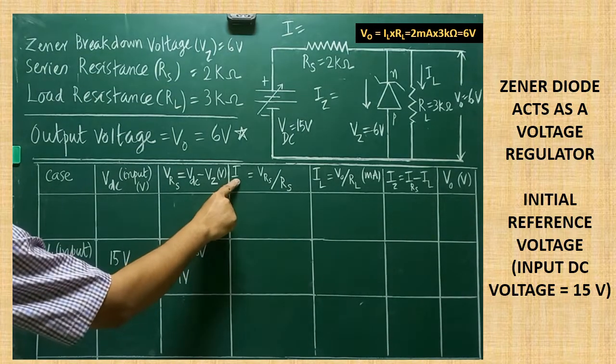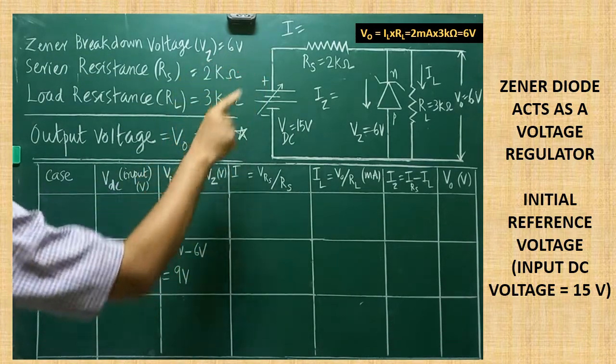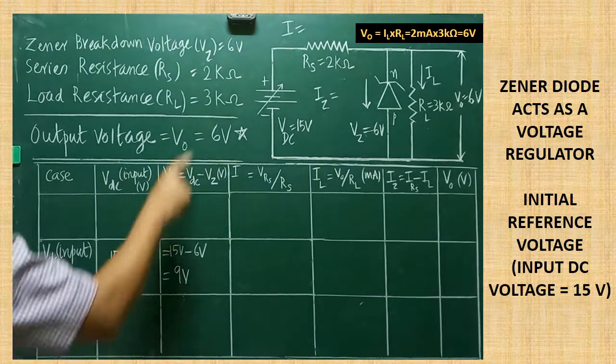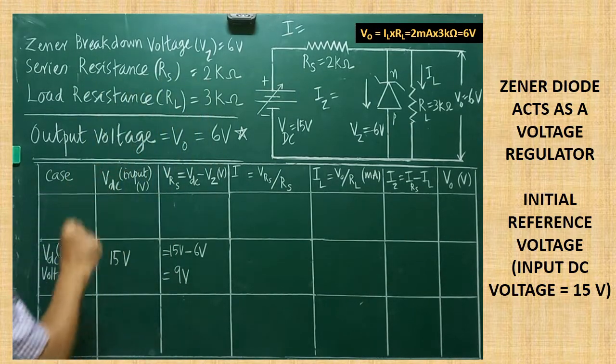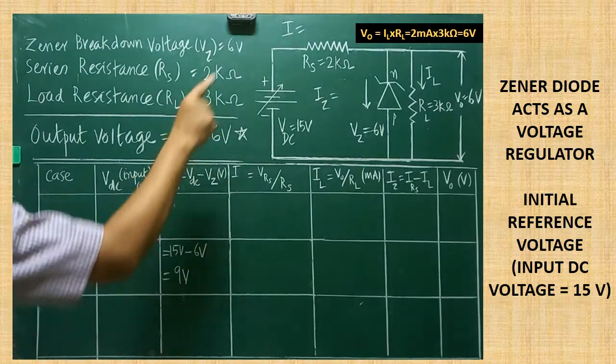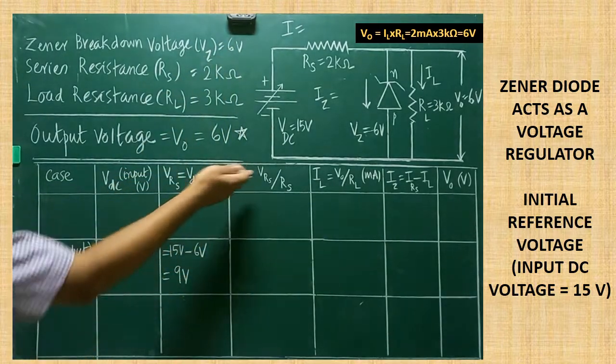The next one is, I would like to calculate the total current. So I know the value of 9 volt, that is VRS, and RS is already finalized, that is 2 kilo ohm series resistance. By knowing 9 volt and 2 kilo ohm, the total current I can be easily calculated by Ohm's law.